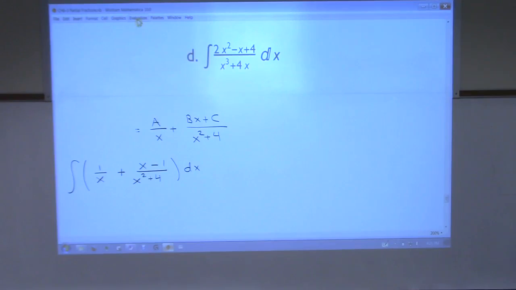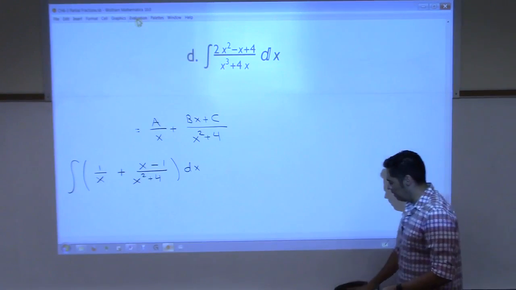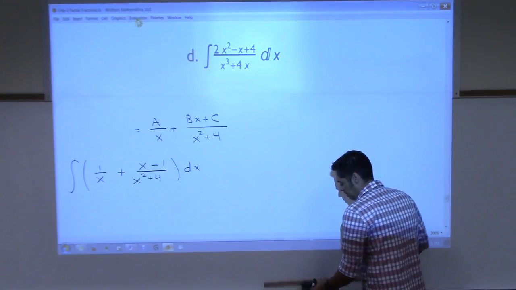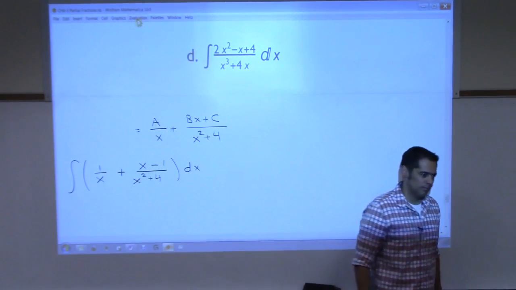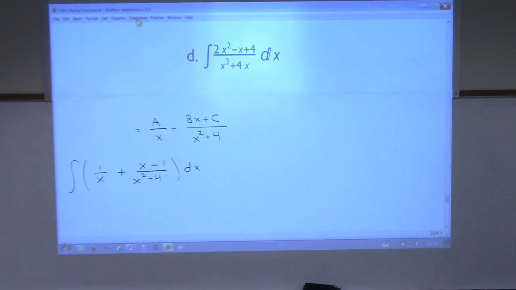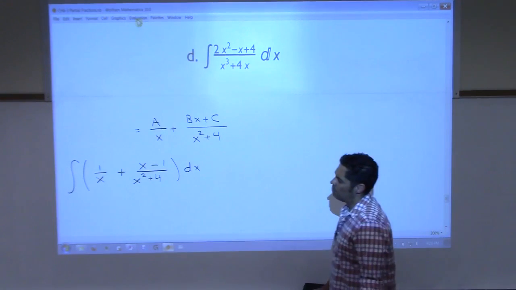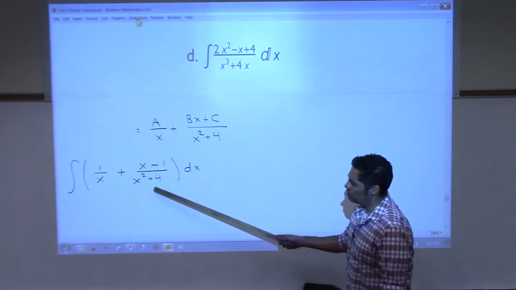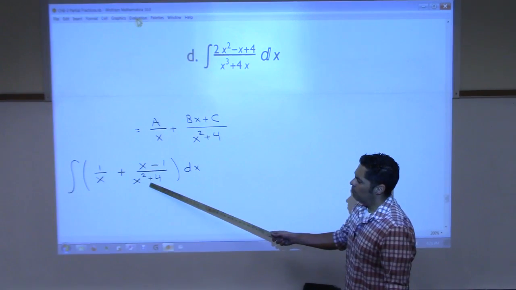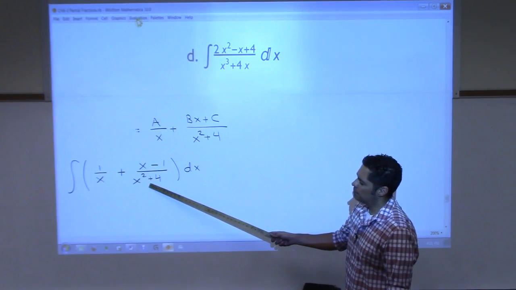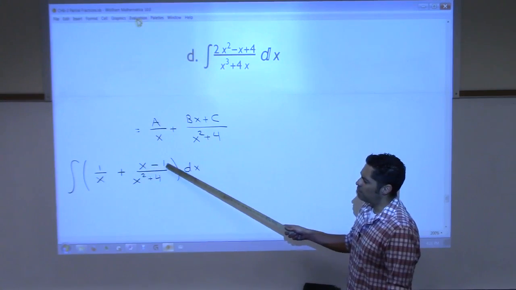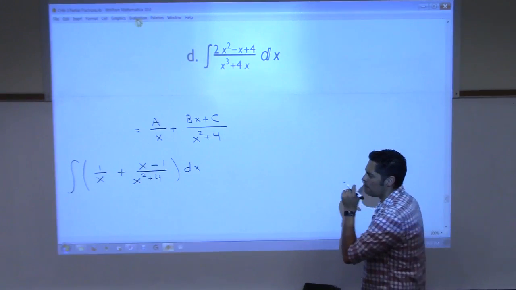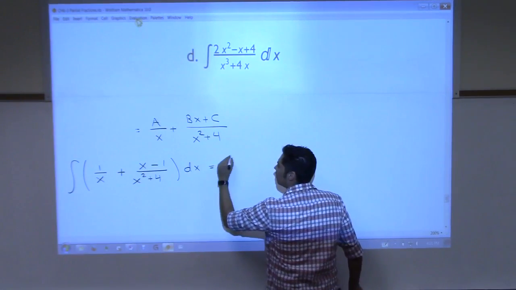How do you feel about integrating that? How do you feel about integrating the first piece? Because this is 2 terms now, right? 1 over x, we're okay with that, ln x. And then what about the other one? A u sub, if we do u sub right now, what's du going to be? 2x. We have x minus 1, so we're off a little bit, right? Ah, good, that's what I wanted to hear.